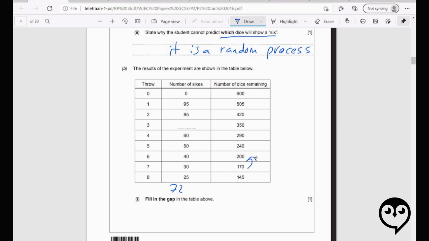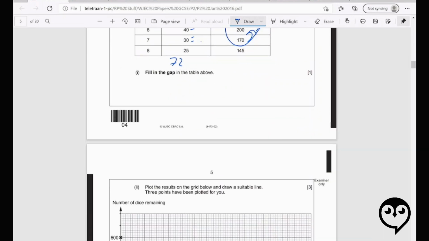If I count here, I go 30, 40, 50, 60, 70, 85, and to get to 600 is 95. Now wait a minute, that's the 95, the 85, this is the 60, 40, 50. So this distance here was 70, this answer must be 70. So you're using all of the table to come up with this. This is just the number of dice remaining, and you're going to remove them each time. If you've done this experiment, it's very obvious. Hey, I got 95, I take them out. How many are left? 505. Okay, 85 take away, I got 420 left. Now I take away 70, and I got 350. So 70 is your answer.